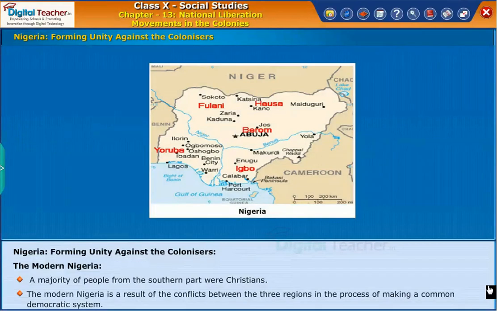The modern Nigeria is a result of the conflicts between the three regions in the process of making a common democratic system.